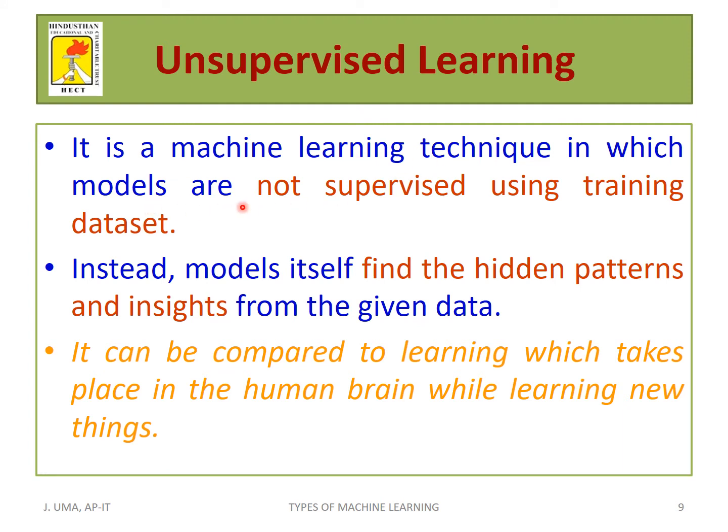It is a machine learning technique which is modeled using unlabeled data. It is not supervised using training data sets. As we have training data sets in the supervised model, we don't have such training data sets here. We will feed the machine with a set of data. The machine itself has to find the differences between each and every data. Then it will categorize the data set. Instead, a model itself finds the hidden patterns and insights from the given data. It is something like the learning that takes place in the human brain while learning new things.